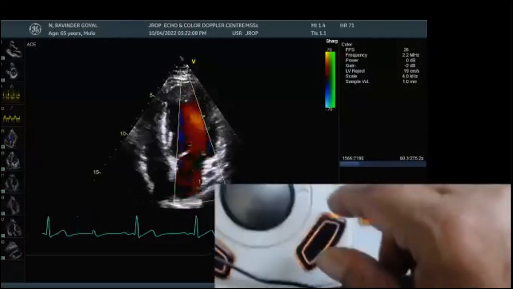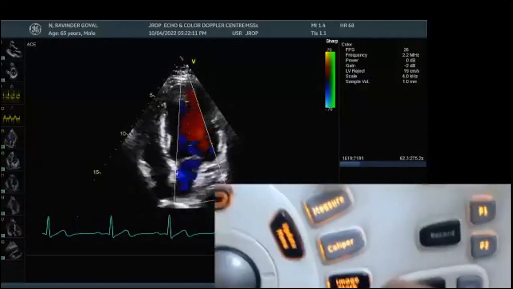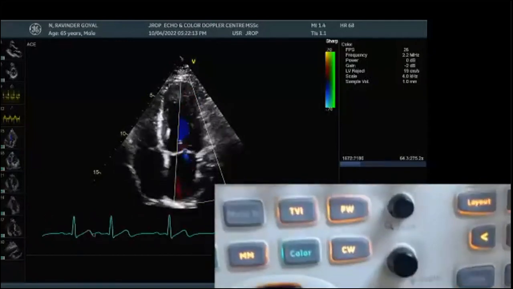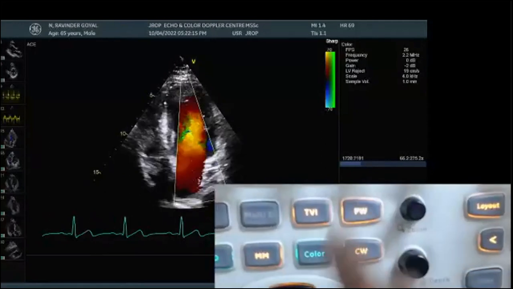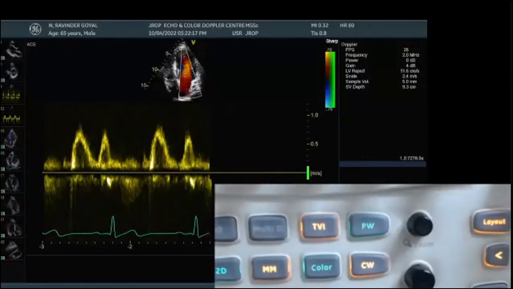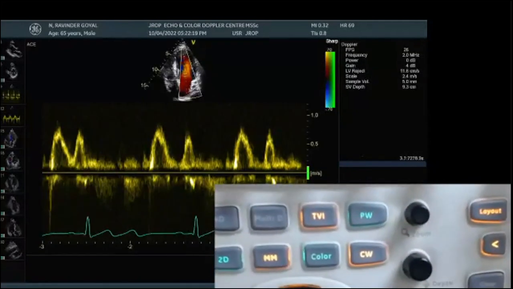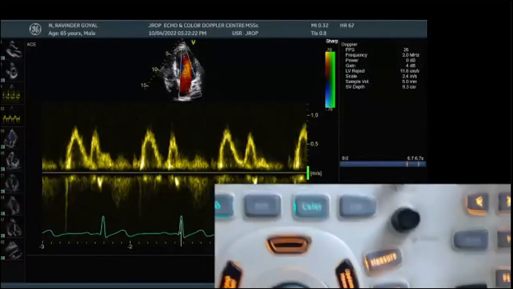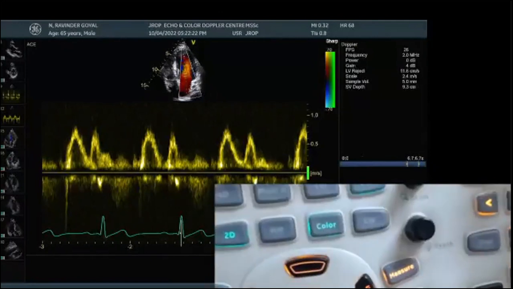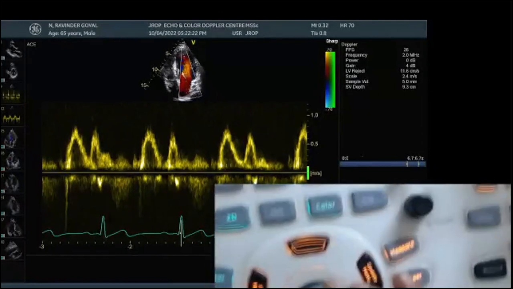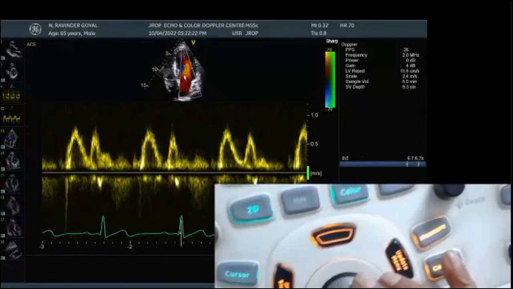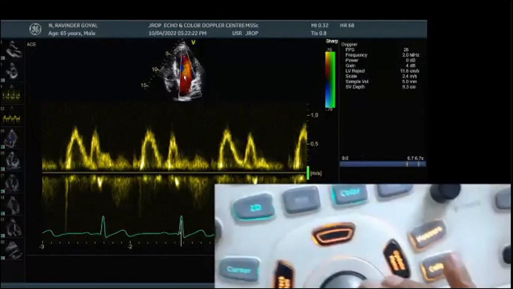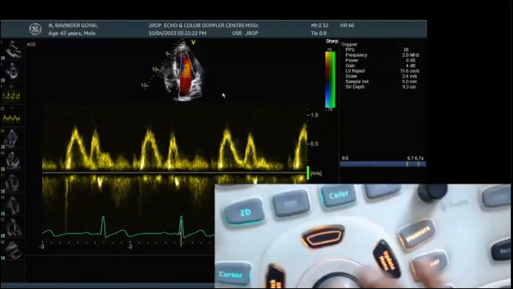And now on the screen, I'm going to press my PW button. So this is the pulse wave Doppler spectrum pattern. What is the pulse wave Doppler spectrum pattern? If you look at the screen carefully, this is a sample volume, and this sample volume has a size of almost 2 to 3 millimeters.